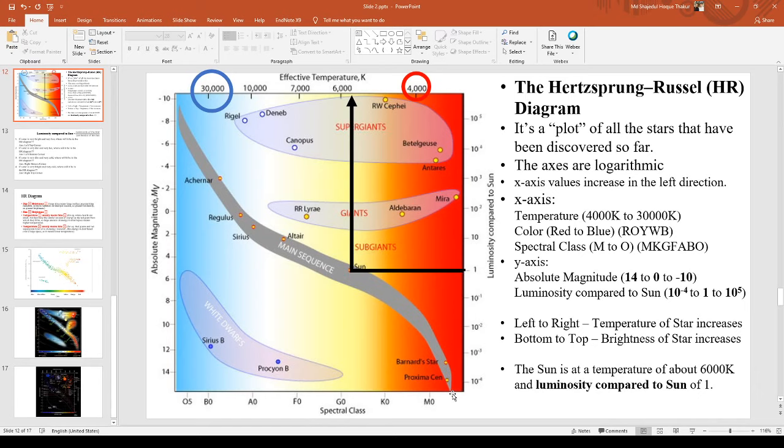Protostars will be around the bottom right. Any more questions?